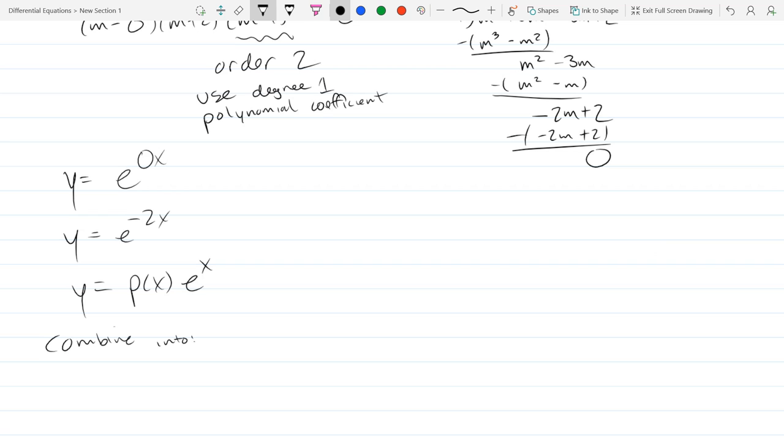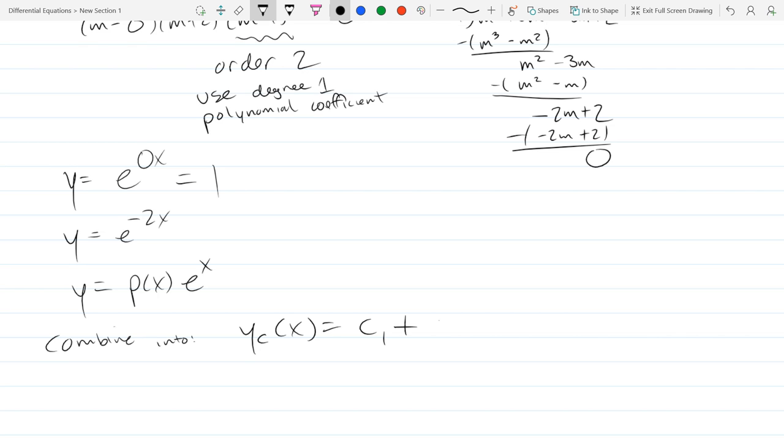So we combine into our general y_c of x will be c1. Now e to the 0x, what is that? 1. So our first term is just c1, or c1 times 1. So if your m is 0, it means you got a constant.